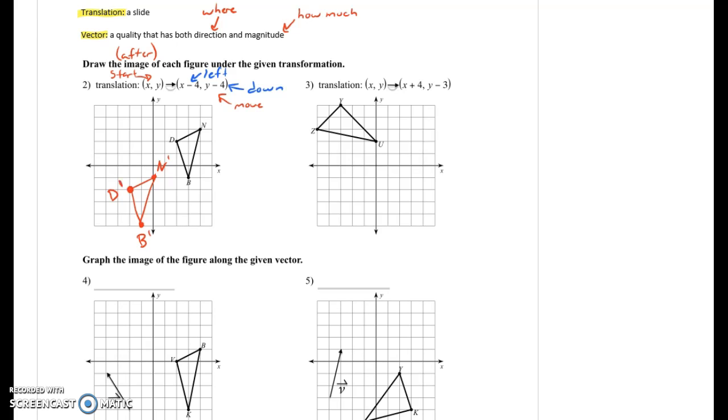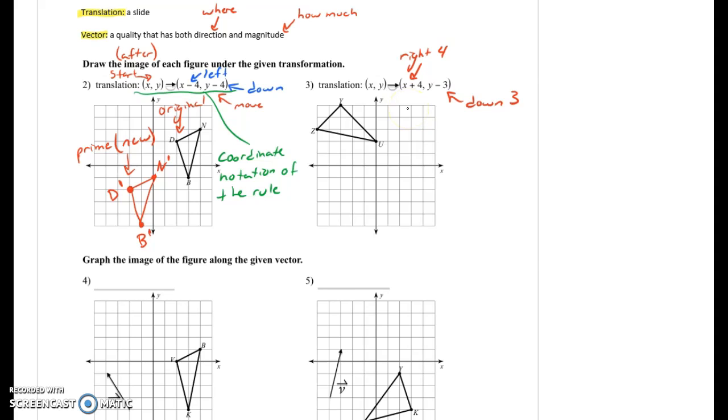The prime, which are these lines here, tell us that it is the image, that this is the original, and prime tells me it is the new one. So let's put prime means new. This whole statement here is the coordinate notation of the rule. Go ahead and try number 3, and I'll post the answer in about 5 seconds.